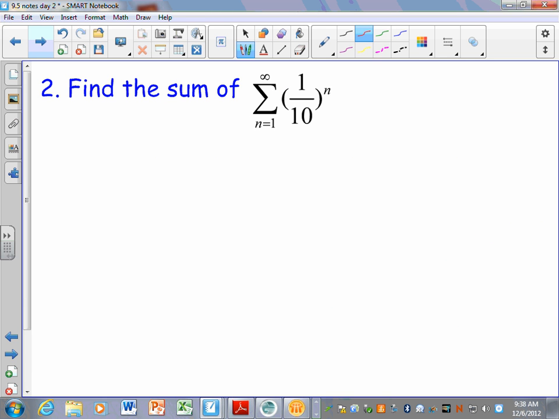What about this one? What if I said find the sum of this? Find the sum from 1 to infinity of 1/10 to the n power.